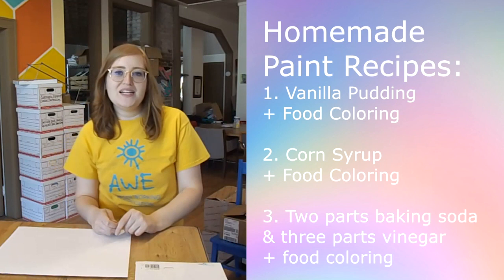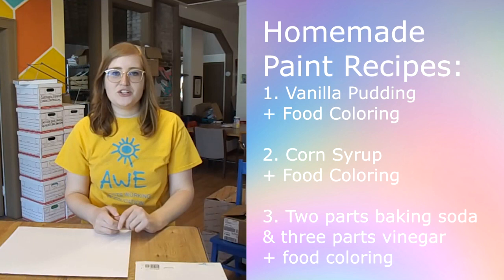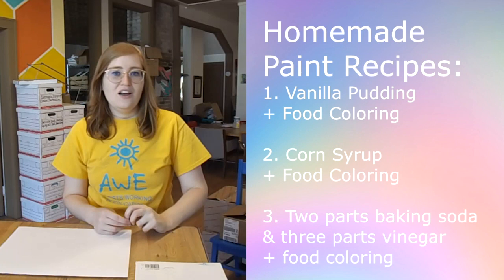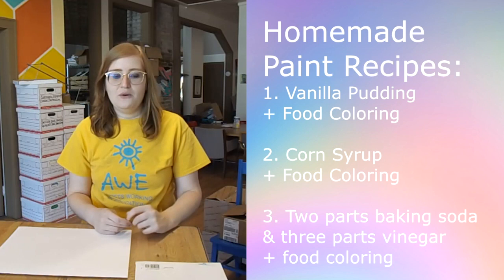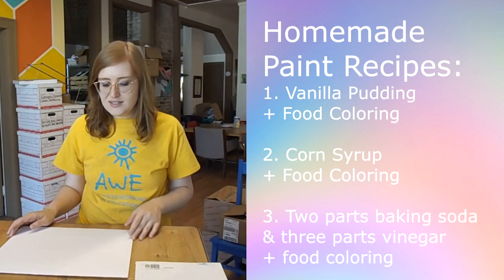For those of you who don't have paint on hand at the moment, we have a few recipes for non-toxic paint you can make with things in your pantry. The first recipe is to use vanilla pudding and food coloring. All you need is some pre-made vanilla pudding, or you can use a box mix to make it. If you use a box mix, make sure you use water instead of milk. So once that is refrigerated and cooled down, you mix in your food coloring, and it works kind of like a thick acrylic paint. The second method for a thinner glossy paint is using corn syrup and food coloring.